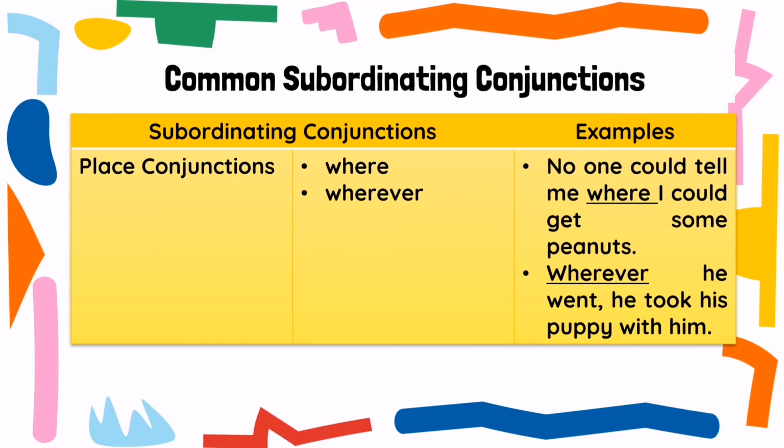Ang huling set natin ay place conjunctions. The first one is "where." It is used for referring to a particular place that someone or something is in or that they go to. Next, "wherever." It is used where someone does something or where a particular situation exists. So ito yung mga example natin na sentences. No one could tell me where I could get some peanuts. Next, wherever he went, he took his puppy with him.